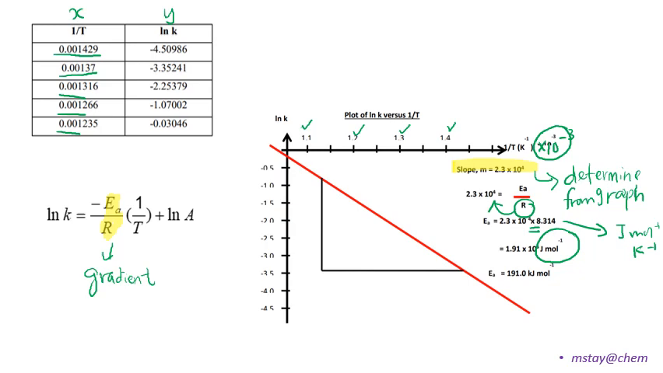Actually, even though for this question, as long as you put the unit, then it should be no problem. But you will notice that in most of the questions, they prefer to use kilojoule per mole. So you can convert it to kilojoule per mole. So the final answer is 191 kilojoule per mole.